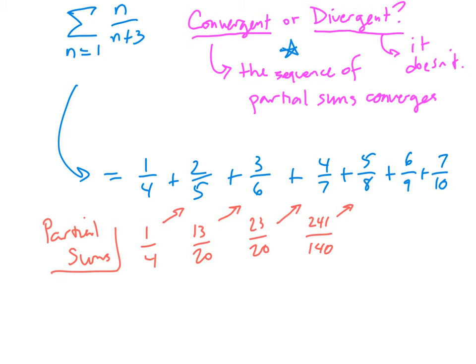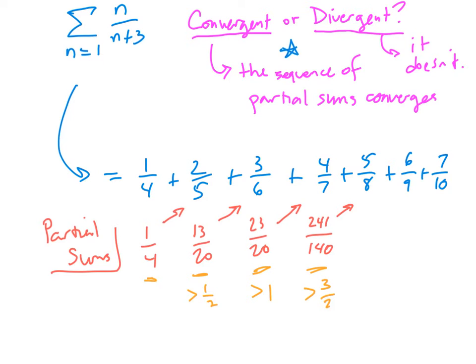Let's step back for a second and observe what's happening to the partial sums so far. My first partial sum was 1/4, and then my next partial sum was 13/20, a little bit greater than 1/2. Then 23/20 was a little bit greater than 1. And then 241 over 140 is not bigger than 2, but it's certainly bigger than 3/2, because 210 over 140 would be 3/2.